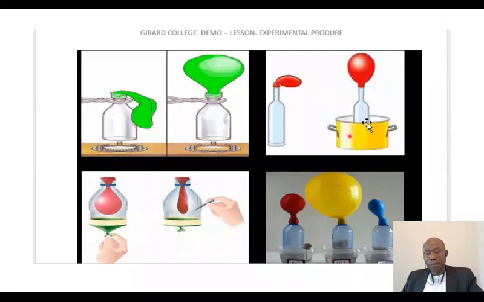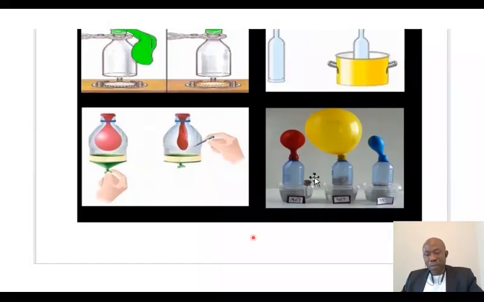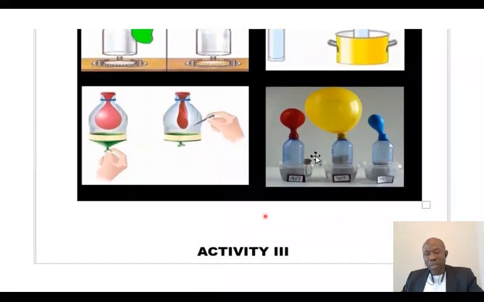This bottle is placed in hot water. As you can see, you can invert the balloon in this way and the volume will be the same. In a nutshell, you can see the various temperature degrees here. The balloon is placed at different temperatures.